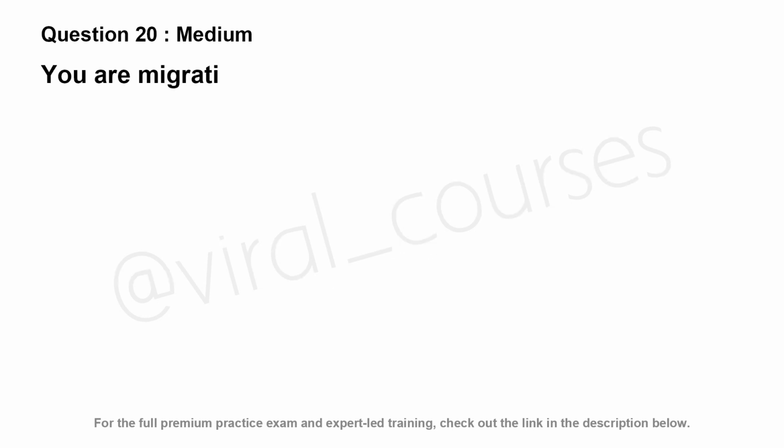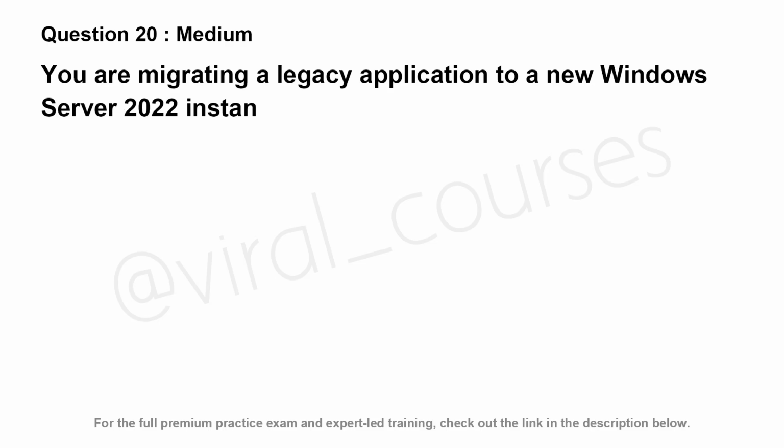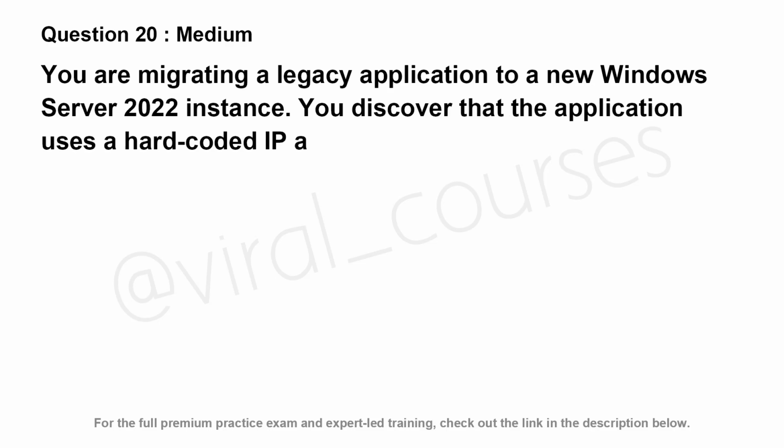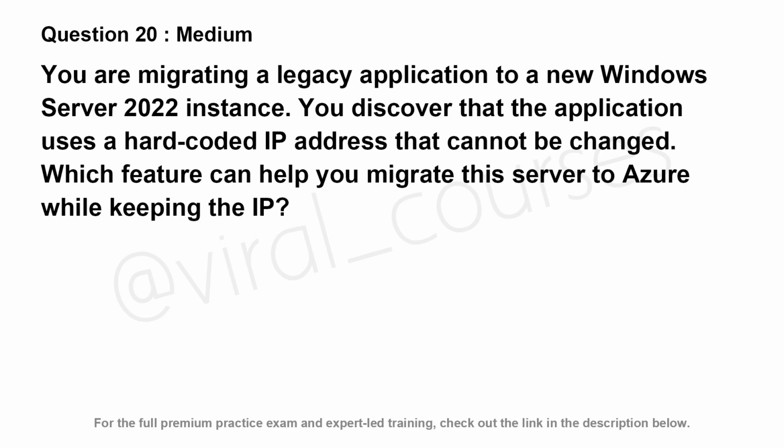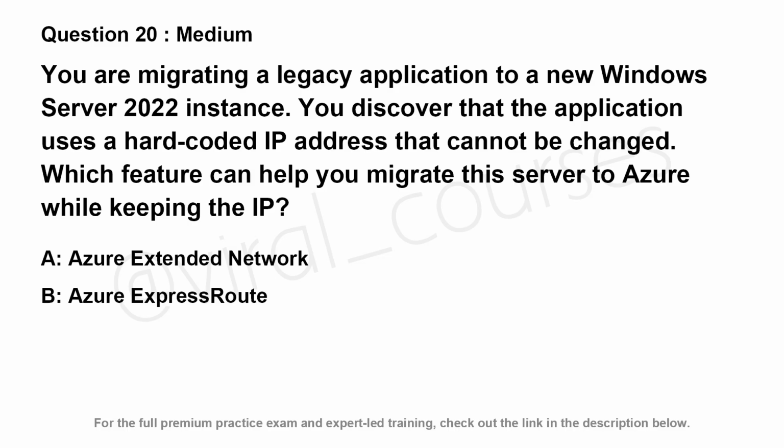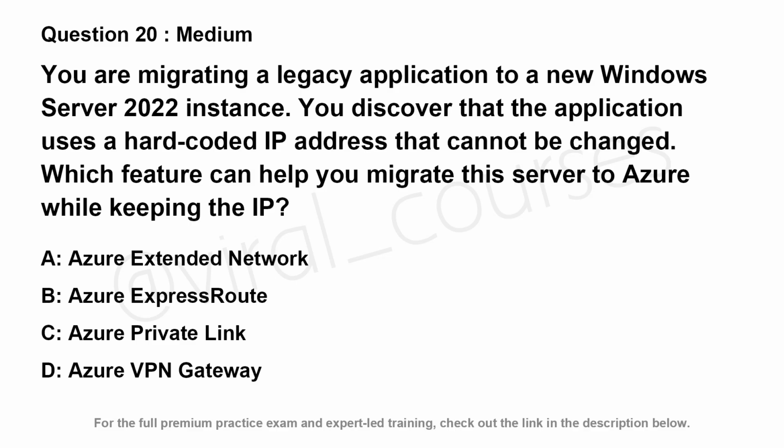You are migrating a legacy application to a new Windows Server 2022 instance. You discover that the application uses a hard-coded IP address that cannot be changed. Which feature can help you migrate this server to Azure while keeping the IP? Option A. Azure Extended Network. Option B. Azure ExpressRoute. Option C. Azure Private Link. Option D. Azure VPN Gateway.